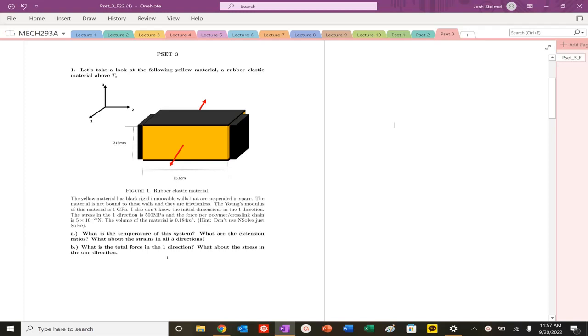So we are back with Pset 3 solution videos. So let's look at our first problem. We have a yellow material that's rubber elastic above Tg, so we can use our rubber elasticity formalism.